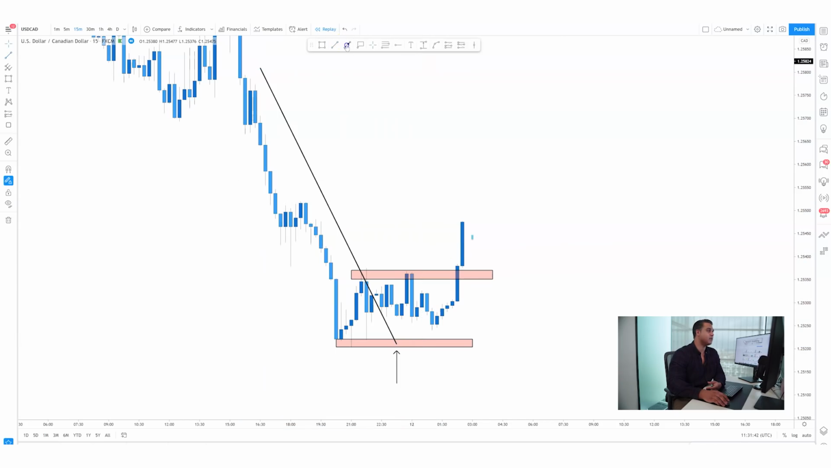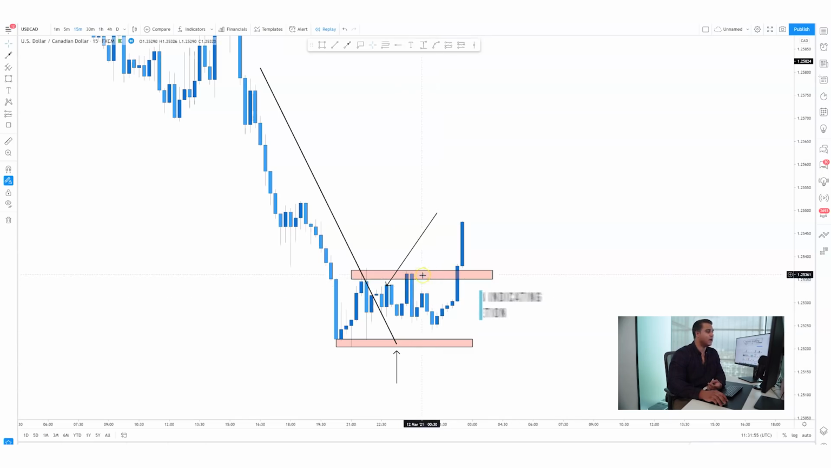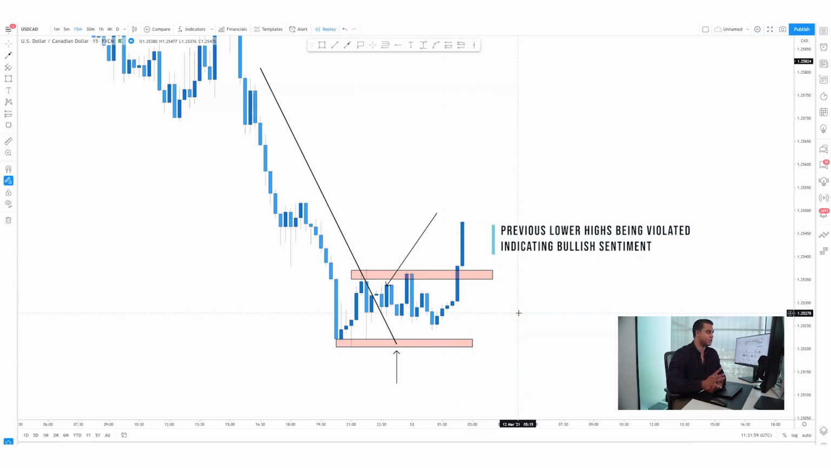Now we have a trend that was pushing down for a long period of time. We also have, for the first time in a long time, price breaking above this brick wall here. We have a consolidation indicating bearish depletion, price failing to break some structural lows, and now we have our previous lower highs being violated, indicating a bullish sentiment.